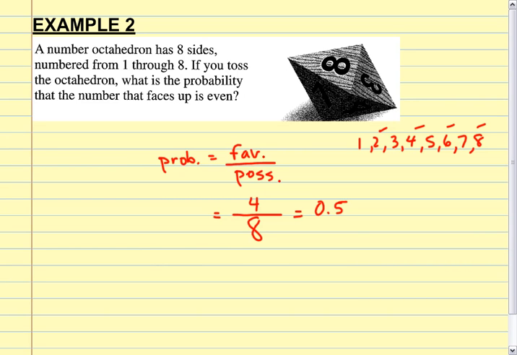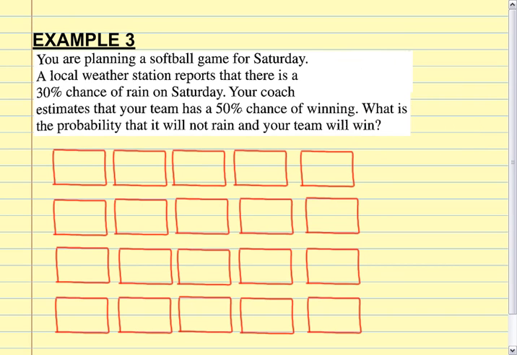All right, now let's look at this last one. Now this last one's going to take a while, so we'll probably have to go to another video. Not too much longer, but we don't quite have enough time here. But let's just go ahead and introduce it. It says, example number 3. You were planning a softball game for Saturday. A local weather station reports that there is a 30% chance of rain on Saturday. Your coach estimates that your team has a 50% chance of winning. What is the probability that it will not rain and your team will win?